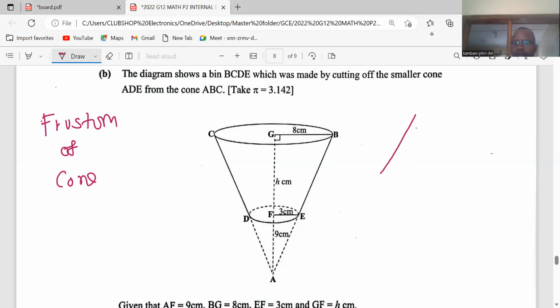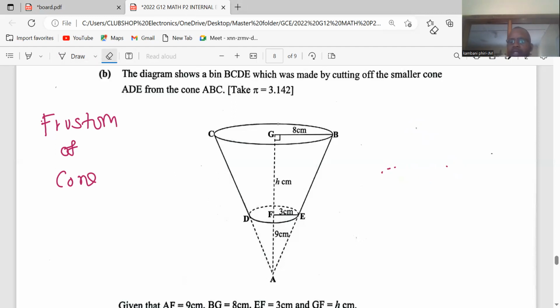All right, so if you have got a cone like this, suppose this is our cone, then we chop off the top part. So this part that will remain will be a frustum of a cone. If it is a pyramid, it will be frustum of a pyramid. All right, so our interest here is to see how we can find the volume of a frustum.